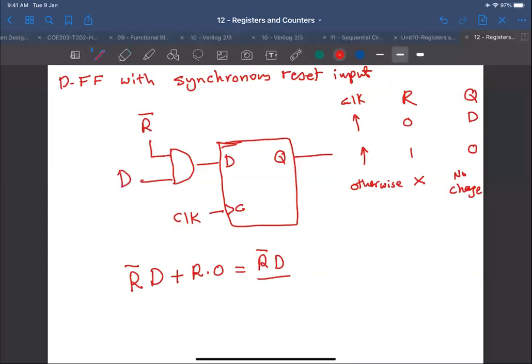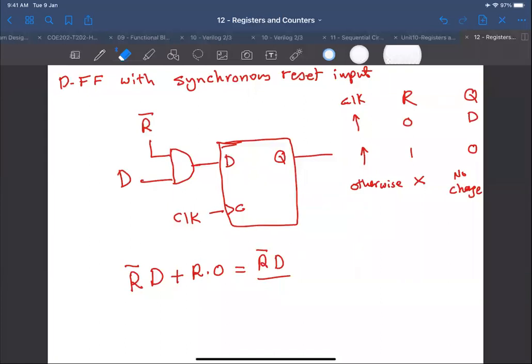Notice that if reset is 1, then its complement will be 0, so the output will be 0, regardless of the value of D. Do you see that? What's the problem with the multiplexer? No, I'm saying that you can optimize your design.